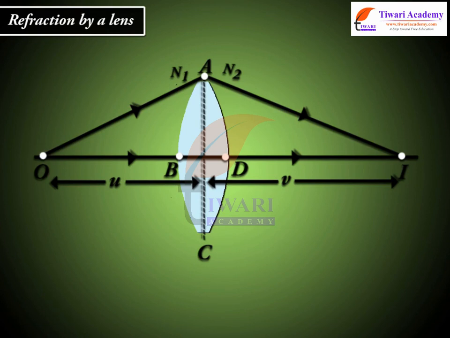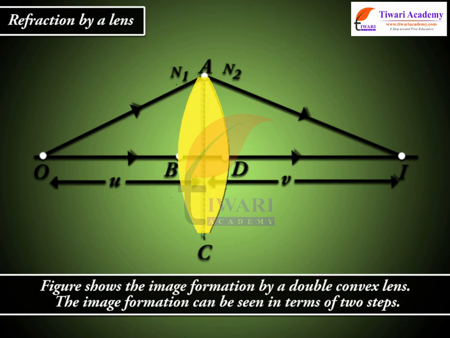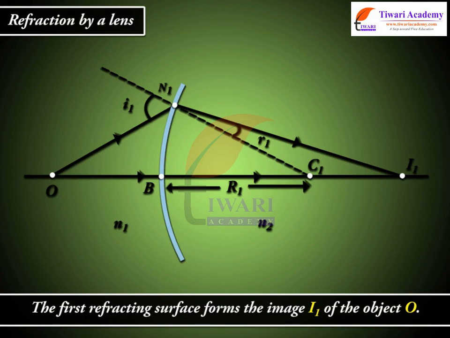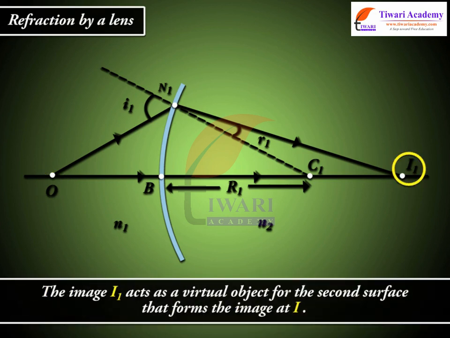Refraction by a lens. Figure shows the image formation by a double convex lens. The image formation can be seen in terms of two steps. The first refracting surface forms the image I1 of the object O. The image I1 acts as a virtual object for the second surface that forms the image at I.